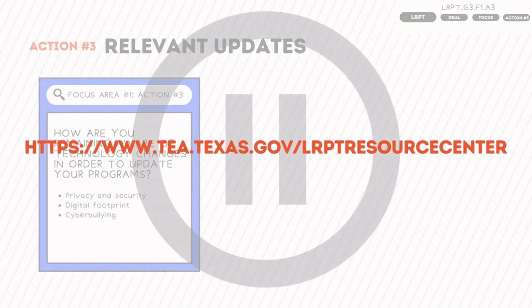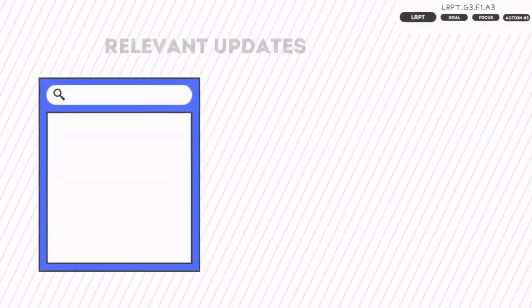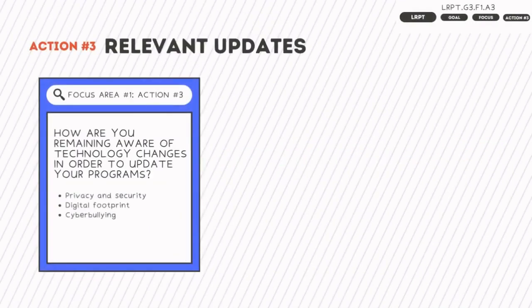Pause the video here and use your workbook to note how your district is planning to monitor and update the program as necessary. As we discussed in the previous action, it is important to actively create space for training, support, and awareness campaigns for your school community.